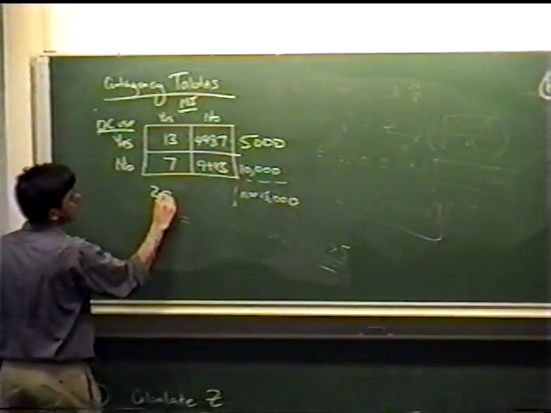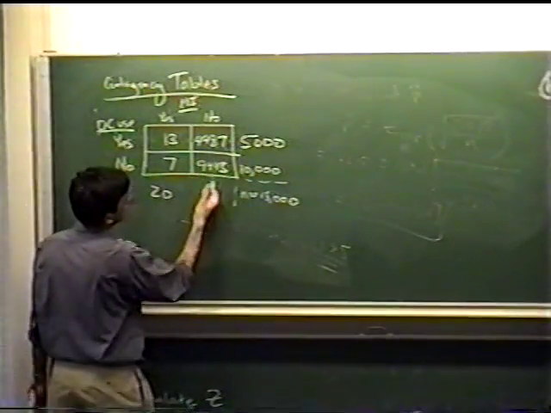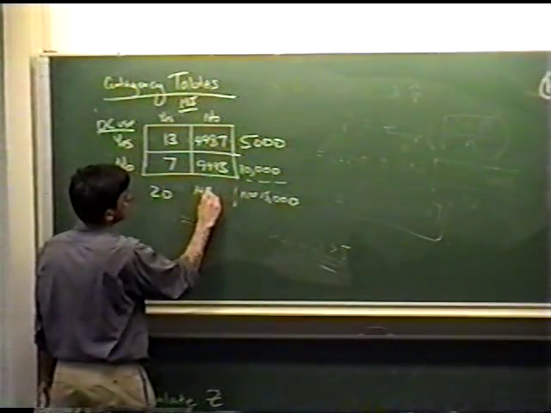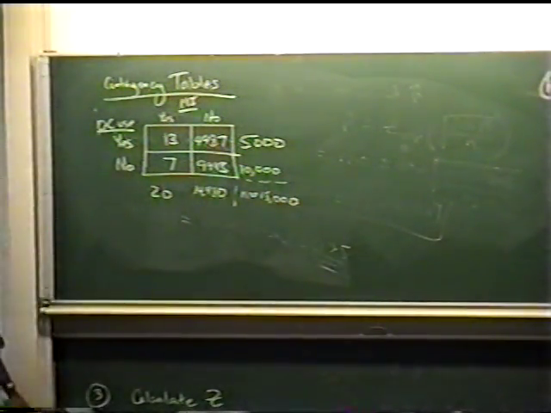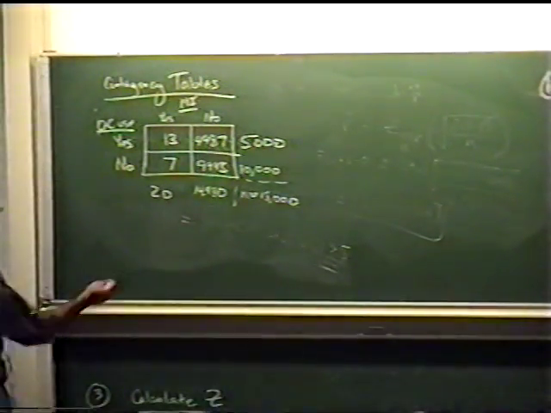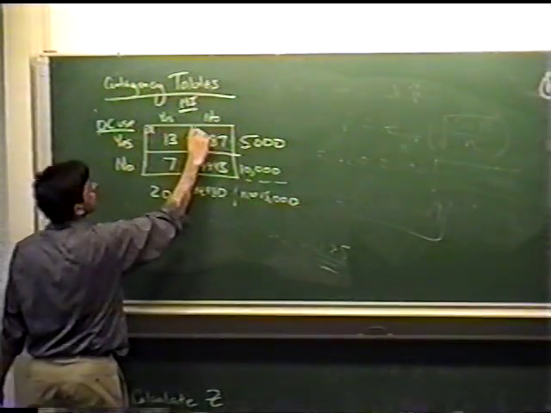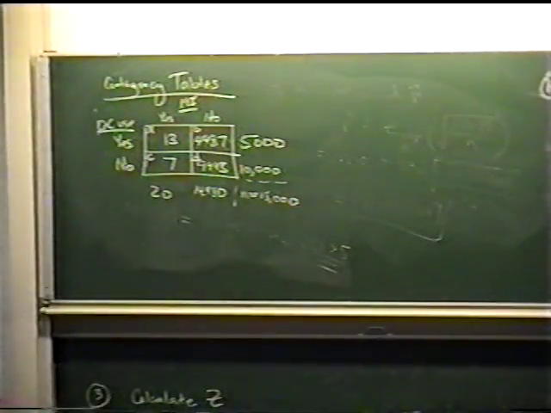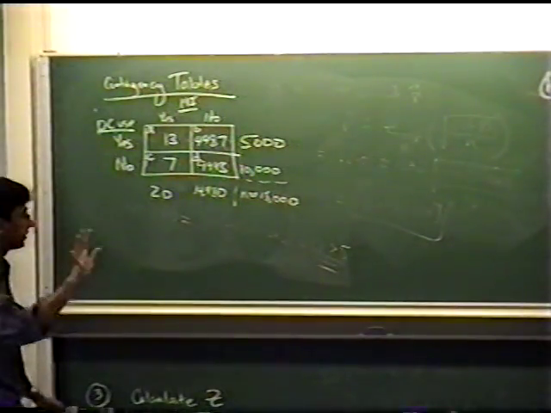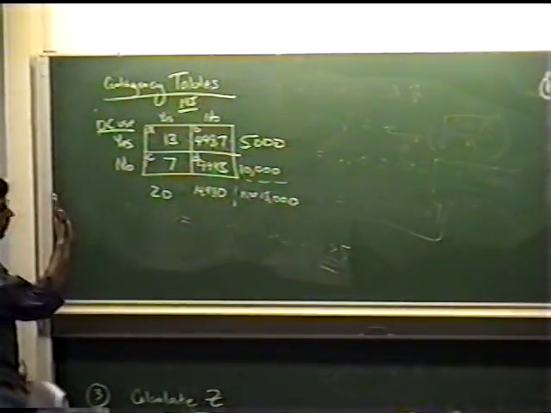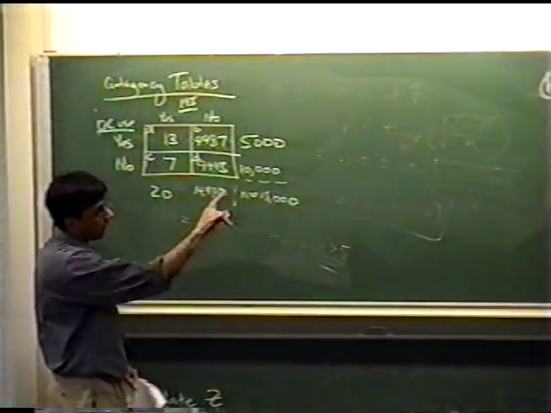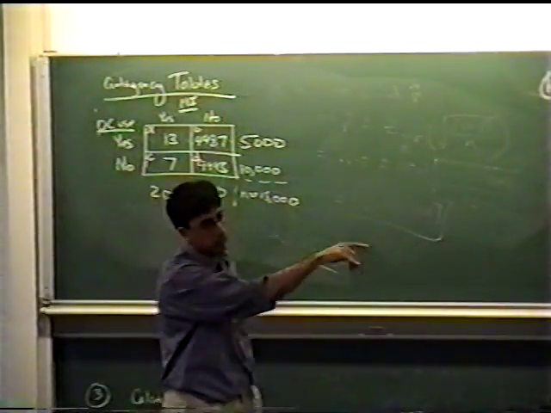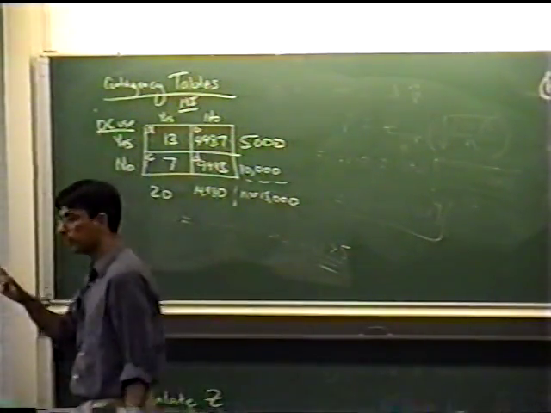20 of them had heart attacks, and the rest didn't, 14,980. Okay. And we'll use the same notation that we used for our sensitivity and specificity tables. This is A, this is B, this is C, and this is D. Okay? And we're asking the exact same question.